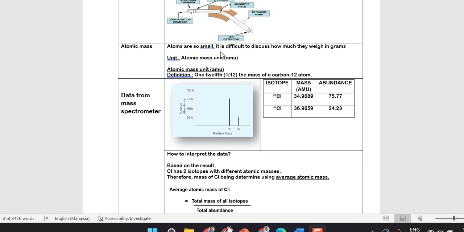Okay, atoms are so small, it is difficult to discuss how much they weigh in grams. So that's why we use a new unit known as atomic mass unit, AMU. The definition of atomic mass unit is 1/12 the mass of a carbon-12 atom.